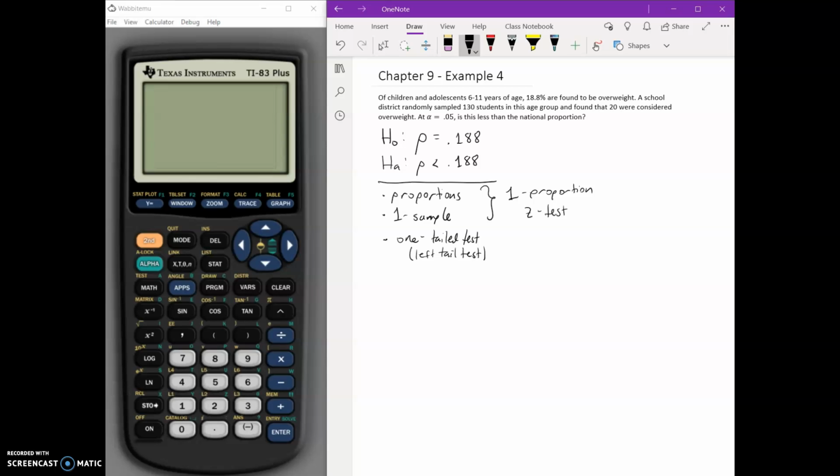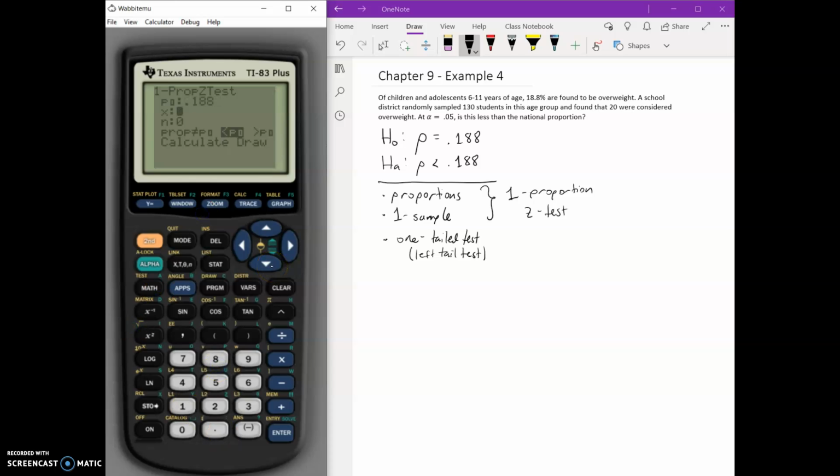Now if we go over to our calculator, we can turn that on, and then go over to our stat option. Press the stat button, go over to tests. You see we have our z-test as the first one, our t-test as the second one. We've used both of those so far, but we're going to go down to the fifth option, one prop z-test. So our one proportion z-test, we press enter. Our P sub 0 is our null hypothesis statement, which is 0.188.